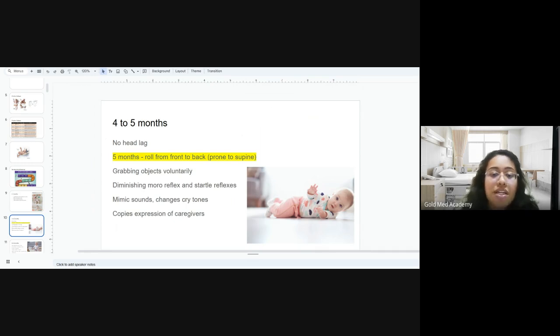And they're usually able to copy the expression of the caregiver. So if you make big wide eyes, they're able to match that. If you make a happy face, they're able to match that. So they're able to copy the expression of those caregivers at 4 to 5 months. The biggest takeaway from here is that they're able to roll from front to back. That is the biggest key takeaway that we have here.